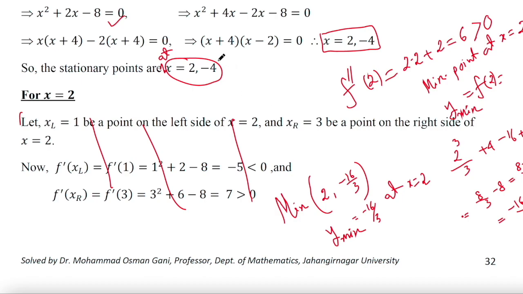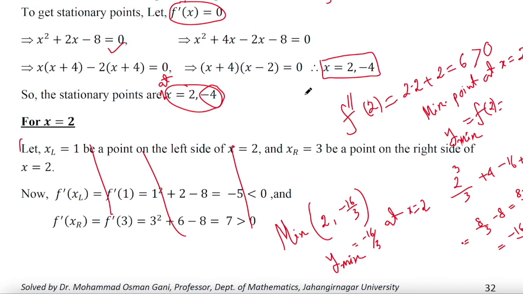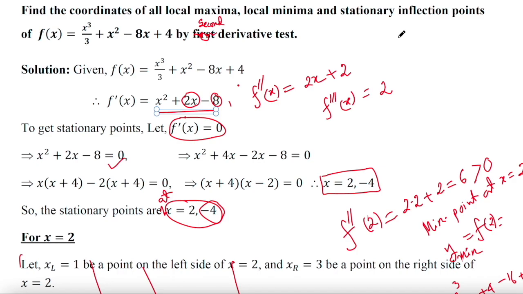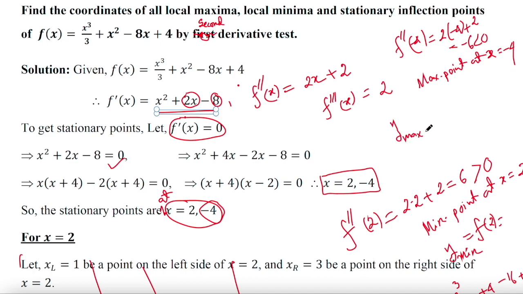Now we need to do the same work for x equal to negative 4. It means we need to put negative 4 in the second derivative. f double prime of negative 4 is equal to 2 into negative 4 plus 2, which equals negative 6, which is negative. So there is a maximum point at x equal to negative 4. And the y coordinate of the maximum point, or y max, the maximum value of y, equals f of negative 4.